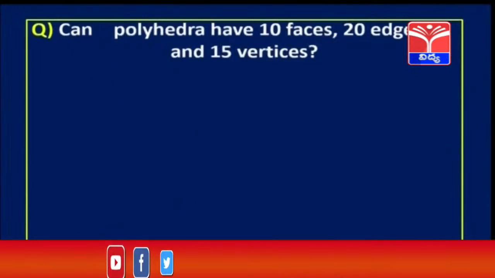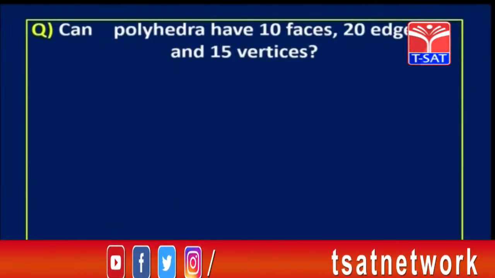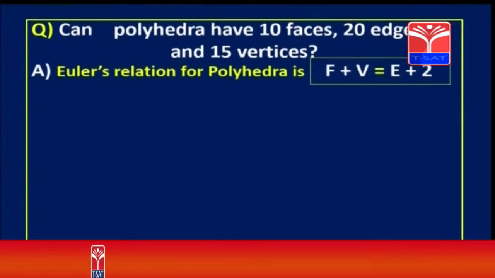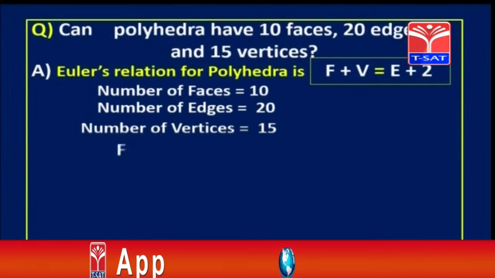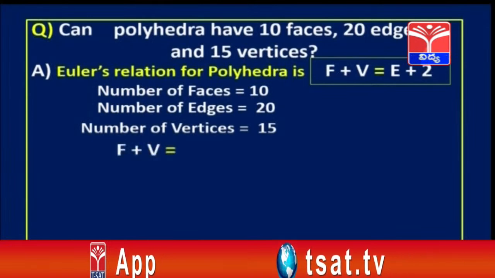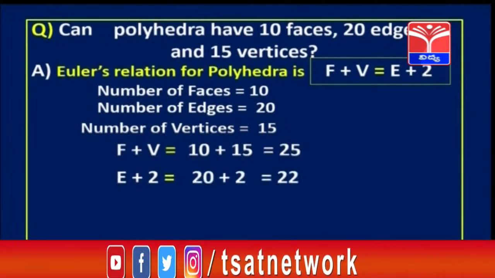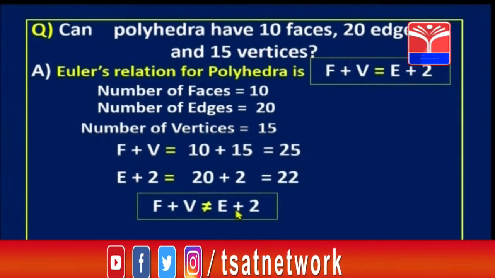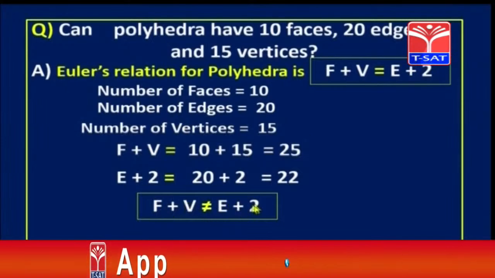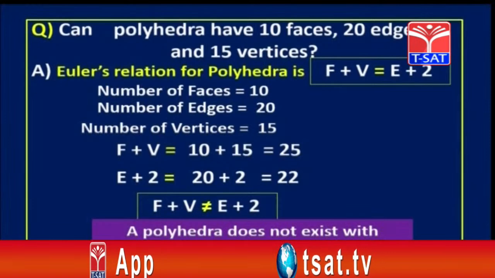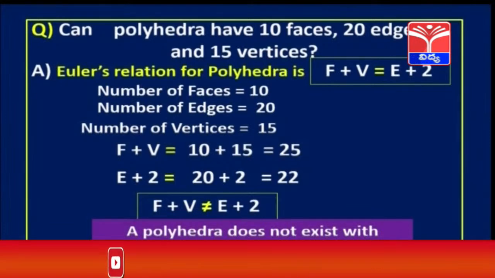Can a polyhedron have 10 faces, 20 edges and 15 vertices? Let us check, children. Euler's relation for polyhedra is F plus V equal to E plus 2. Number of faces equal to 10, number of edges equal to 20, number of vertices equal to 15. Children, what is F plus V? Yes, 10 plus 15, which is equal to 25. What is E plus 2? Yes, 20 plus 2, which is equal to 22. Children, here we are not getting equal. So, F plus V not equal to E plus 2. A polyhedron does not exist with 10 faces, 20 edges and 15 vertices.